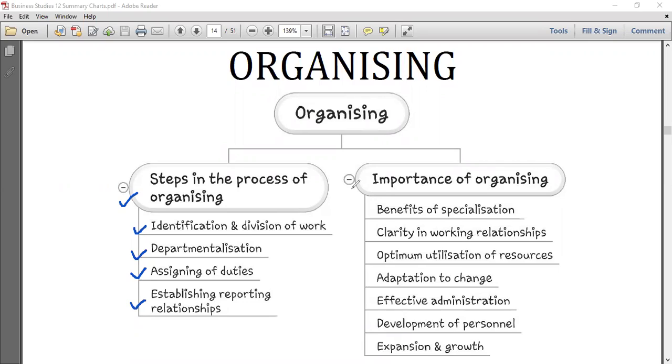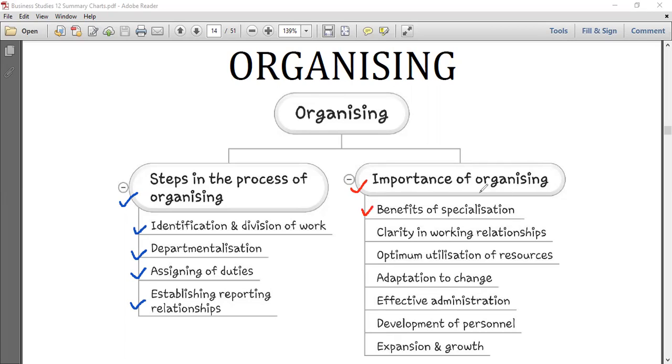So we have 7 points that reveal the importance, need and significance of the organizing function. Why each and every manager in each and every organization, whether business or non-business, has to perform the organizing function. By performing the organizing function, we will achieve these benefits, these advantages. So the first one is benefits of specialization.